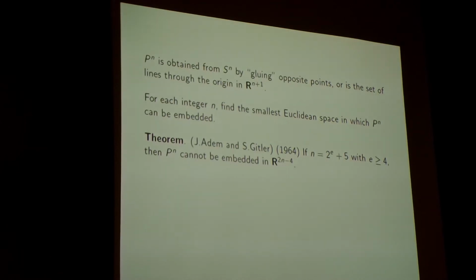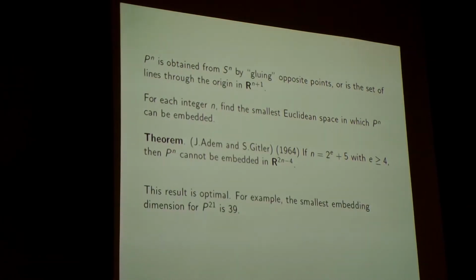In 1964, this is just one of many theorems that they proved, a typical example. They're talking here about projective spaces whose dimension is 5 more than a power of 2, and they proved that this cannot be embedded in the Euclidean space of dimension 2 times the dimension of the projective space minus 4. And this is an optimal result because in the same year it was proved by Mark Mahowald that it can be embedded in the space of the next higher dimension.